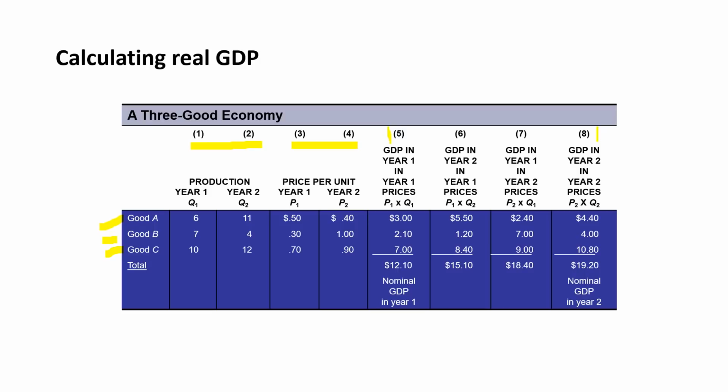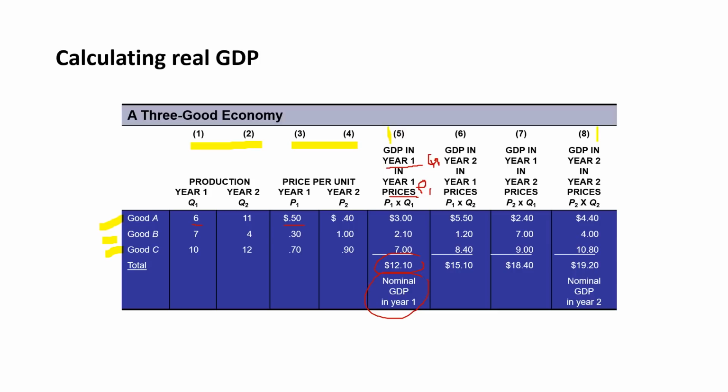Now in column 5, we need to calculate the GDP in year 1 at year 1 price. So GDP in year 1, which means quantity in year 1, and year 1 price, so price in year 1. Basically we are calculating the nominal GDP in year 1 because the price and the quantity are in the same year. So it is basically 6 multiplied by 0.5, 7 multiplied by 0.3, 10 multiplied by 0.7, and a total of $12.1. So this is our nominal GDP in year 1.